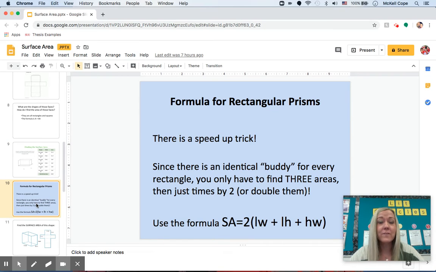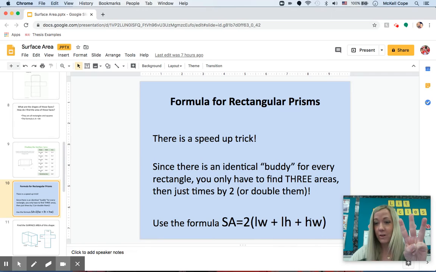So knowing that information, that we have basically three different areas that we have to find, and then doubling those, here is the formula for surface area of a rectangular prism. So we're going to take the length times the width. That will give us the area of rectangle number 1. And then the length times the height, which is rectangle number 2. And then the height times the width, which is rectangle number 3.